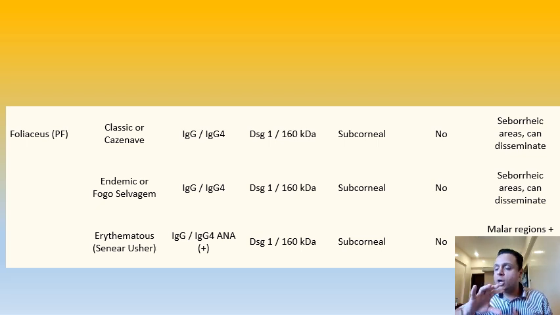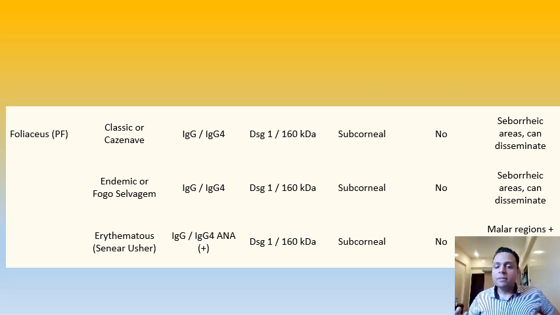Classical means you are not talking about endemic, and you are not talking about the erythematosus variety, also known as Senear-Usher syndrome. Classical means the blistering is subcorneal. All are having subcorneal blistering or in the granular layer. So basically a subcorneal cleft will be there in all three, and all are having Desmoglein 1, because histopathologically and immunologically they are similar.